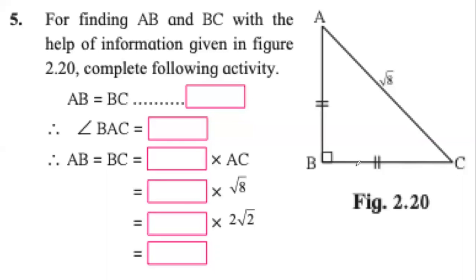Next question, question number 5, is an activity-based question. That means it's a fill in the blanks question. So it says, for finding AB and BC with the help of information given in figure 2.20, complete the following activity. So what is there in figure 2.20?